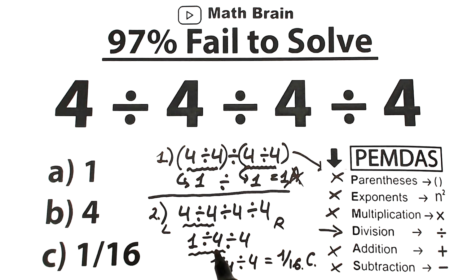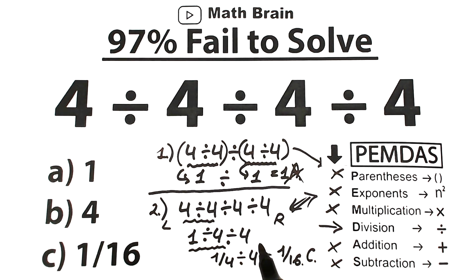Let's look at this explanation. This is a great solution because we solved it according to the correct order of operations. We just go from left to right, division, division, division, from left to right, step by step, and we didn't jump from wherever we want, like right here, so we solved it in a strict order from left to right.